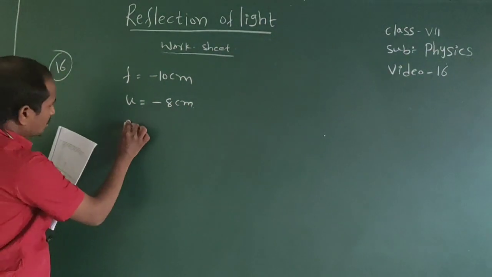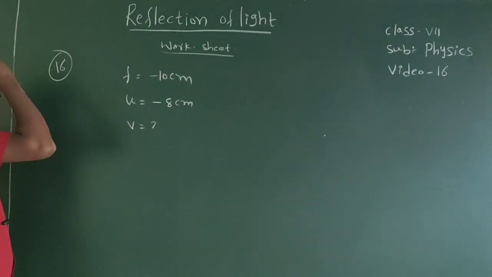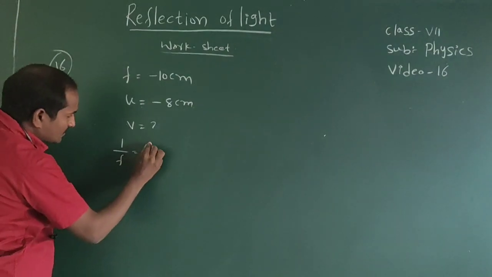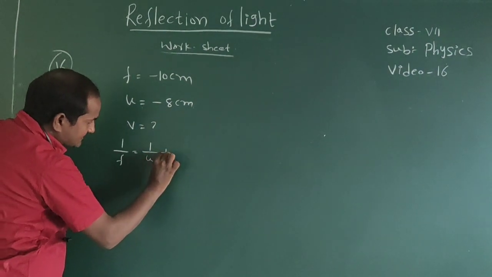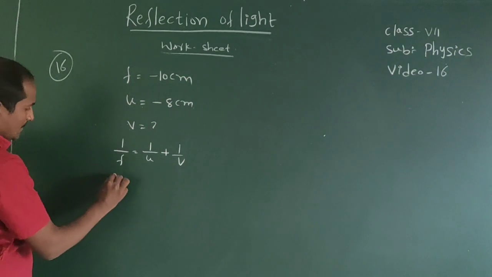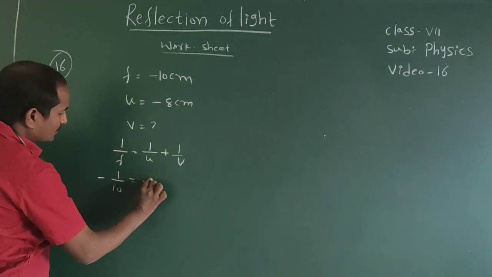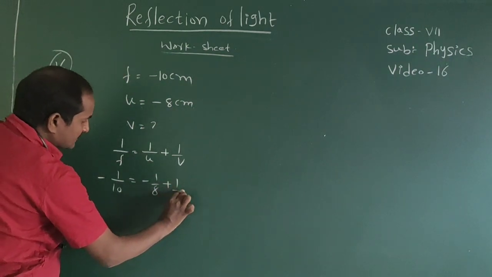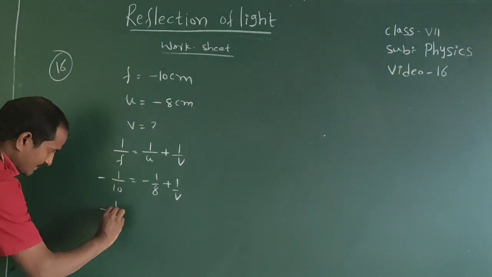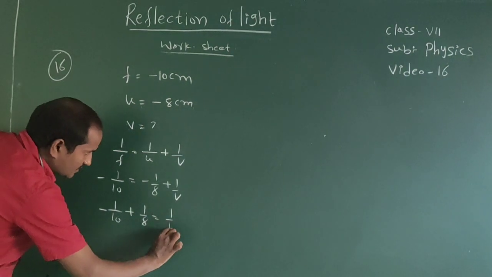So here V equal to how much? What is the relation between U, V and F? We have 1 by F equal to 1 by U plus 1 by V. So what is the F value here? Minus 1 by 10 is equal to minus 1 by 8 plus 1 by V. So 1 by 8 coming to this side plus. So here minus 1 by 10 plus 1 by 8 equal to 1 by V.